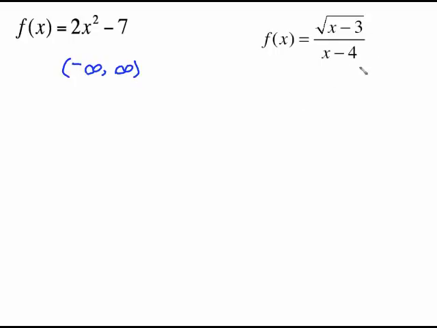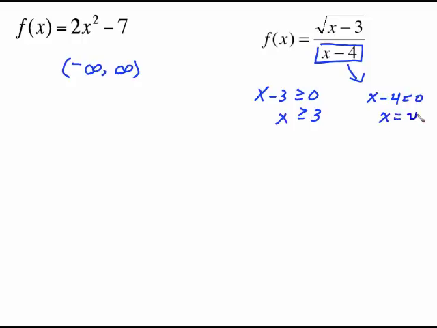Now this one over here, we've got to look at two things. Because this is a square root, I've got to be sure that my x minus 3 is greater than or equal to 0. Add 3 to both sides. It is x greater than or equal to 3. But wait, here's a little problem. If I solve this one, I am looking at x minus 4 equal to 0, and I get x equal to 4. Really, I'm saying x cannot equal 4, because if we use 4, we're going to create a 0 in the denominator. So this is actually all x such that x is greater than or equal to 3, and x cannot be equal to 4.